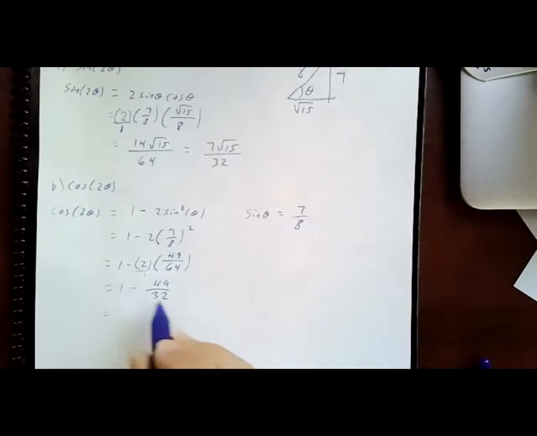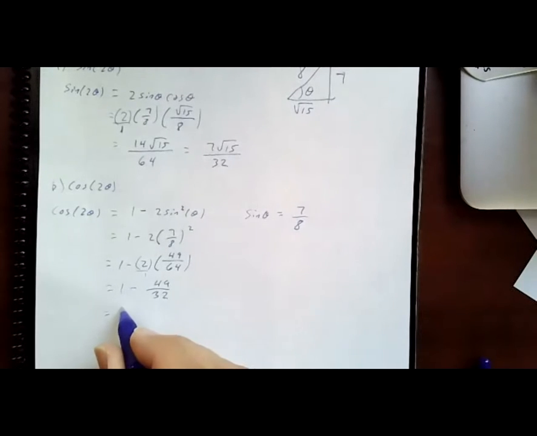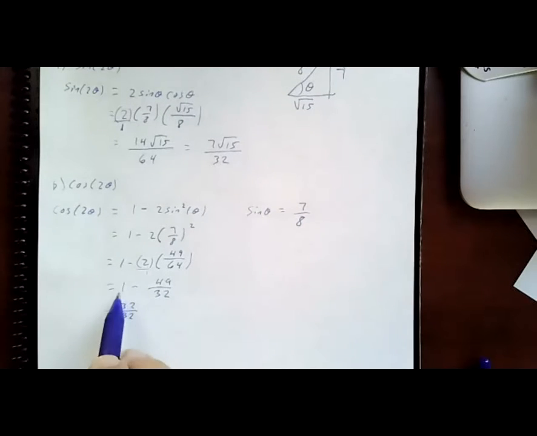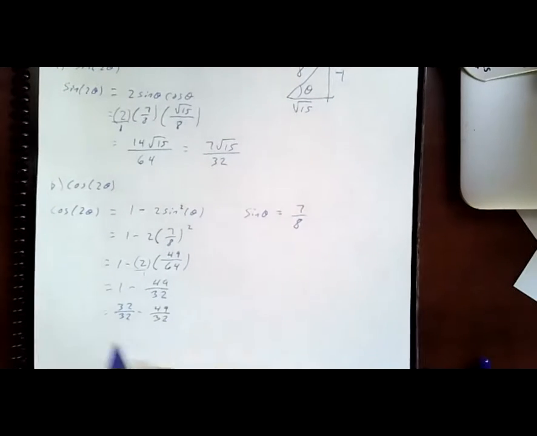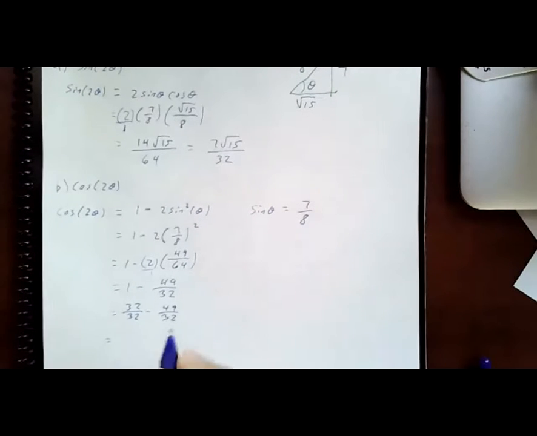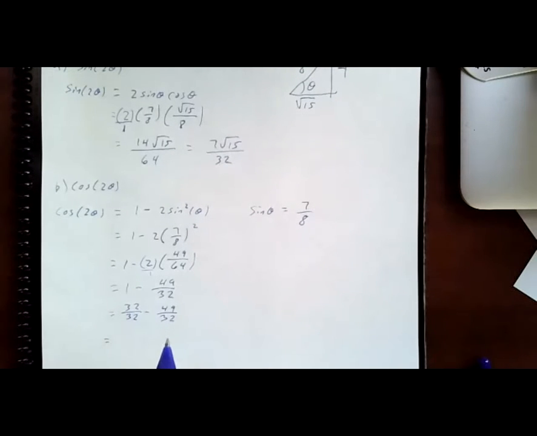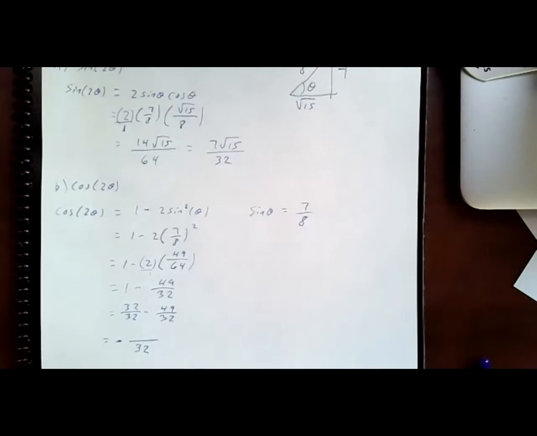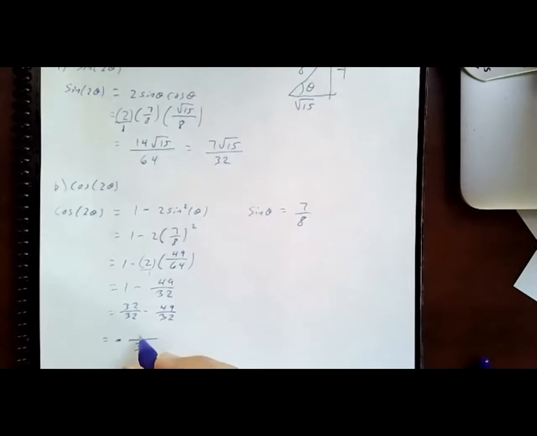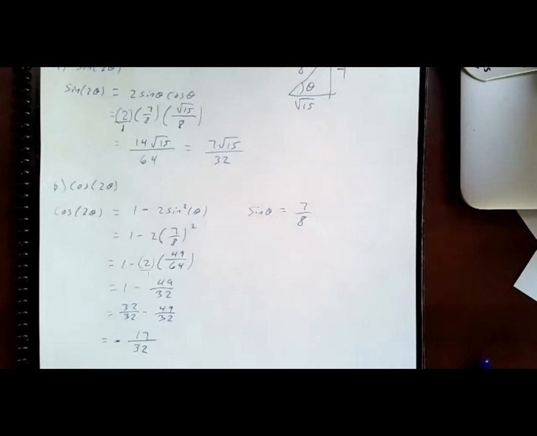Change it into the same denominator. That would give us 32 over 32, if you multiply top and bottom of that 1, and then subtract. So that would be 32 minus 49. What is that? Negative 17, right? No.